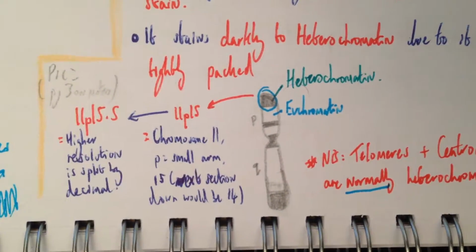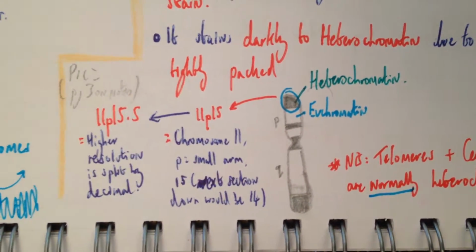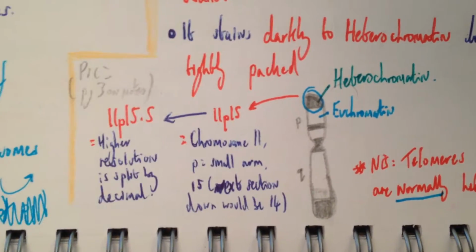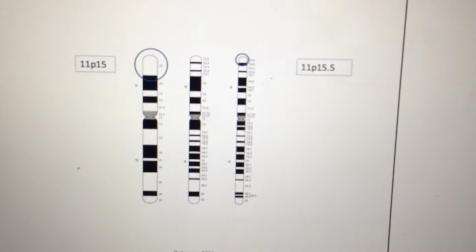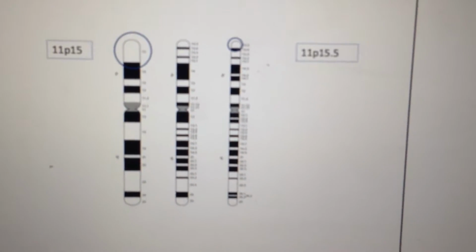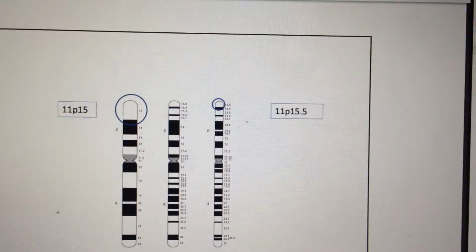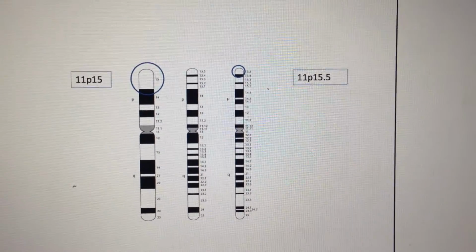You can also go into higher resolution, which is split by decimals. As we see here, 11p15.5. We can go into higher resolution by splitting 11p15 into decimals, and that can be shown in the picture: 11p15 and 11p15.5. We're going into further detail, so we start splitting them down by decimals.